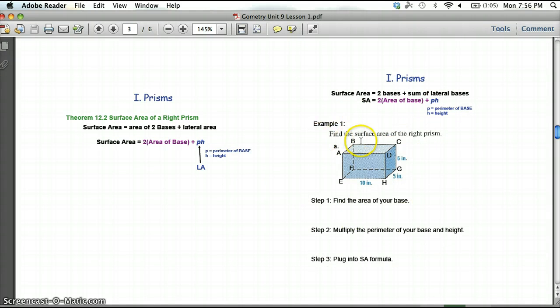Example 1 says find the surface area of the right prism. Now, if you look closely, we can see both of our bases are A, B, C, D and E, F, G, H. They're both the same, they're congruent, and they're our bases. We need to understand what figure our base is. So if you look, the figure of our base is a rectangle. Now we need to know what's the area of a rectangle. The area of a rectangle is base times height.